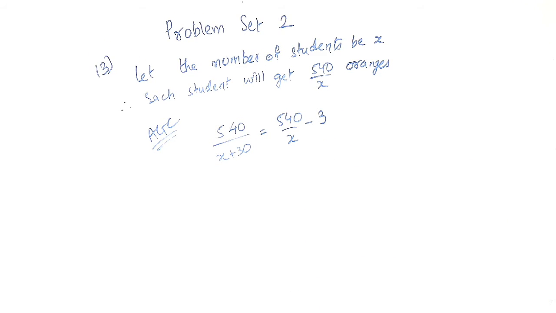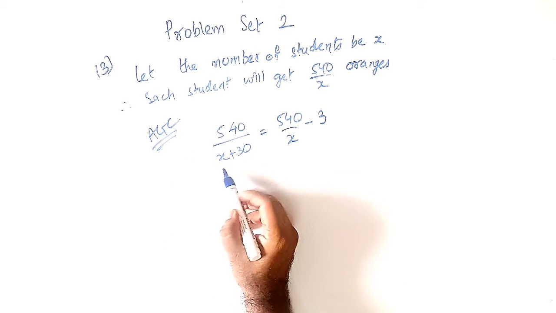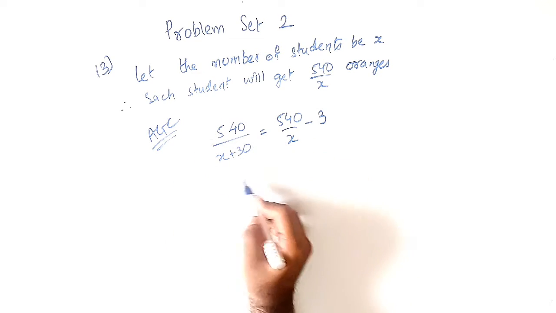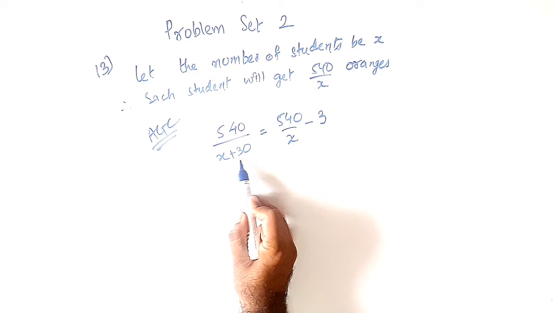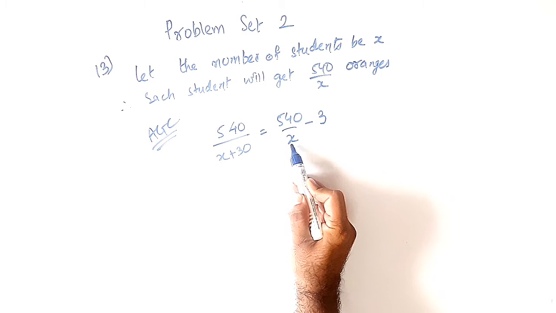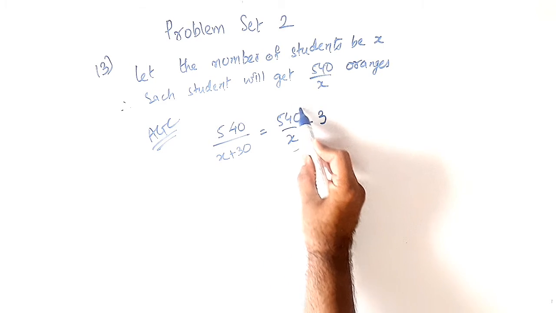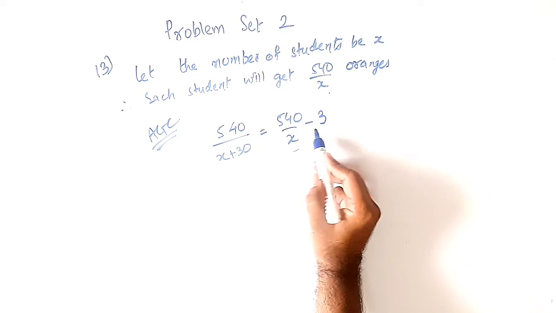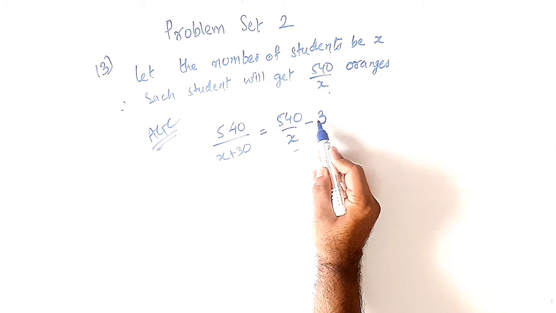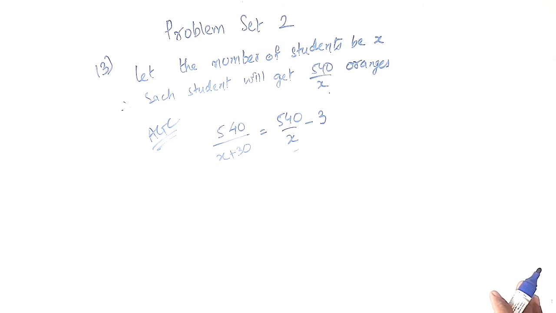Okay, so if 30 students are more, try to understand how I have framed the equation. If 30 students are more, 540 upon x plus 30, then each student will get this many oranges. Now they will get 3 less, so minus 3. So this is the equation that we have to solve. Now it is very easy.